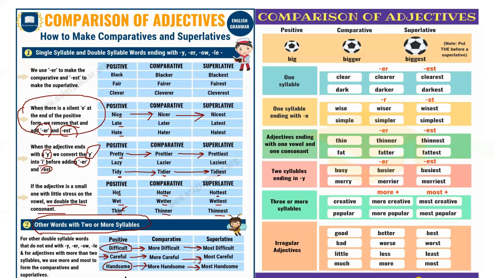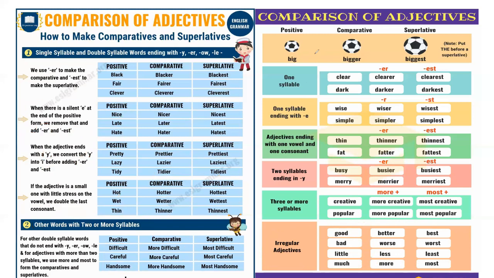So I think these guidelines will help you to understand, but please pay attention to the irregular adjectives. You have irregular adjectives: good, in comparative you have better, in superlative you have best. Bad, you have worse and worst. Little, you have less and least. Much, you have more and most. So I think that should help you understand the concept of how to make comparatives and superlatives.